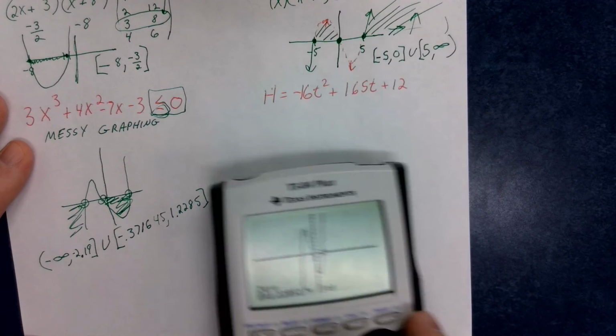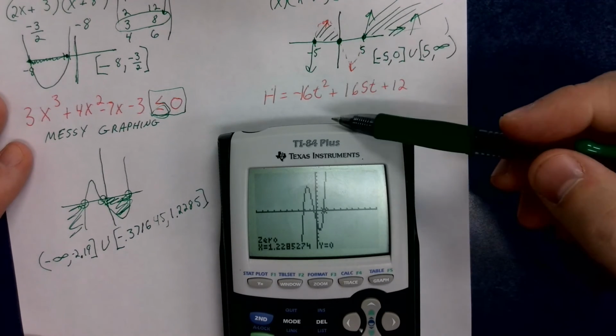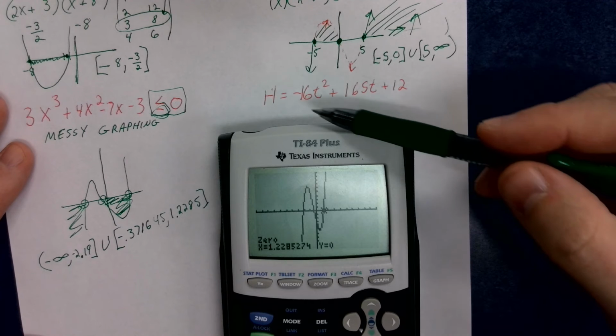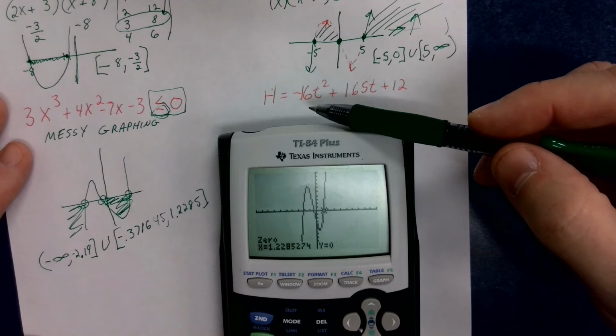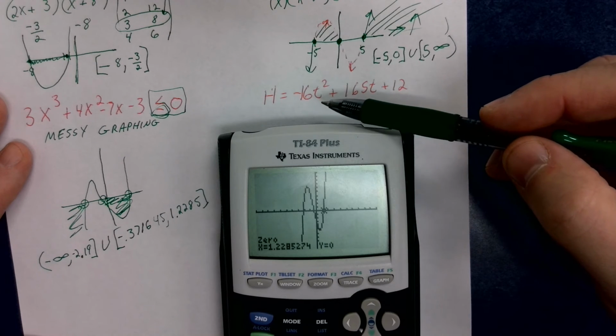Okay, the last one that we're going to talk about right now is this. This is a projectile motion equation. So again, -16 is gravity's, the force of gravity on Earth, and this is in feet per second per second.